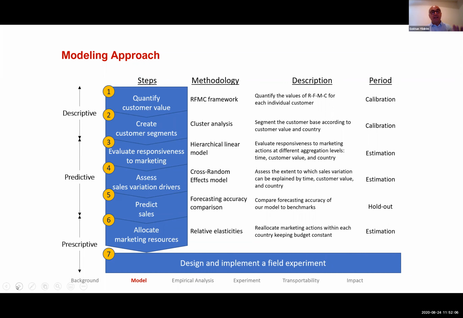Finally, in the prescriptive stage, we offered our model-based suggestions. We reallocated marketing actions based on the computed relative elasticities. And finally, we designed and implemented a field experiment to see how our model-based findings would hold in one of the countries that L'Occitane was operating in, right? So briefly, our modeling approach consisted of 3 stages: descriptive, predictive, prescriptive. So let's move on.